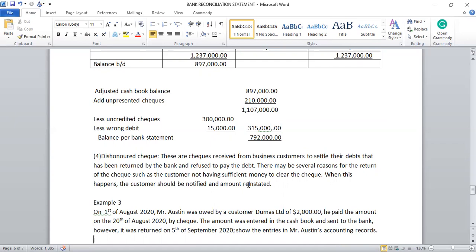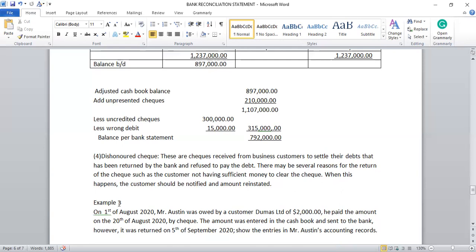When they bring it back, we have to make sure that we cancel the amount in our cash book, then reinstate the debt. So that's this one. It has been dishonored by the bank, refused payment by the bank, so it has not been accepted. So we have to cancel it in the book. Let's see how we go about it.